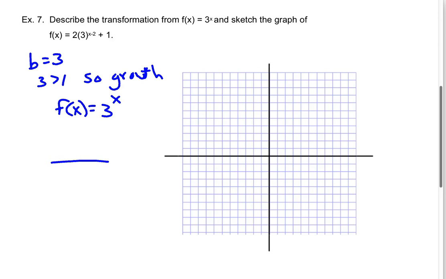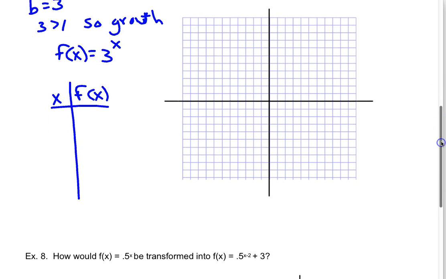So I'm going to graph y equals 3 to the x, or I'm going to make a chart for that anyways. To do that, I'm simply going to go from -2 to 2 on my x's. So -2, -1, 0, plug those in.